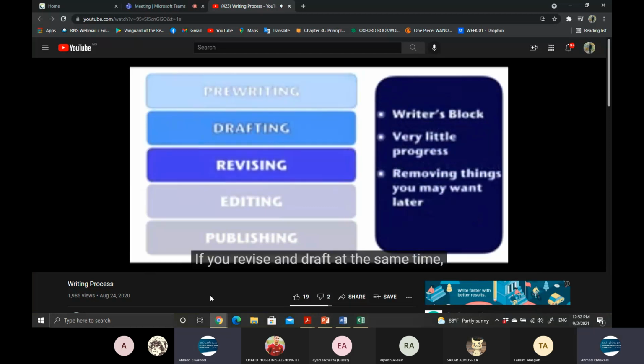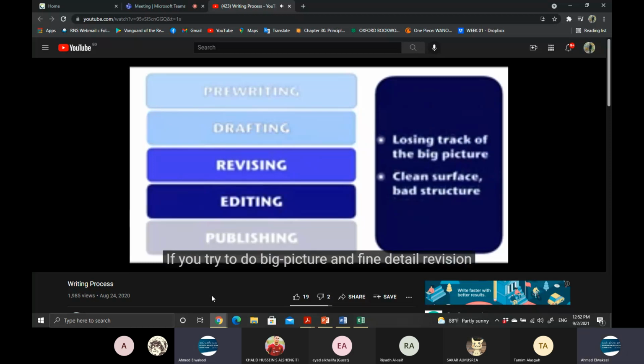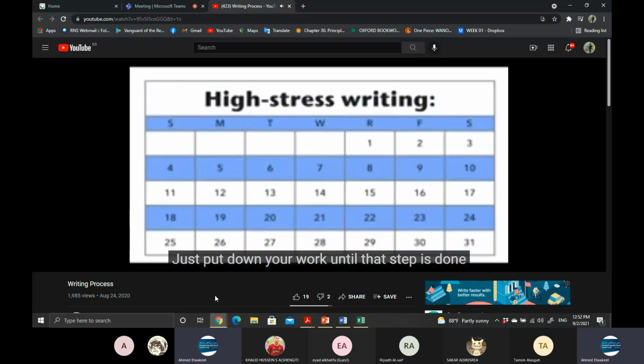If you revise and draft at the same time, you're choking off ideas before you can get them down on the page. This often causes writer's block. It's also extremely slow, and you tend to lose good ideas that you second guess early on, but then end up being useful later. If you try to do big picture and fine detail revision at the same time, by mixing revising and editing, you also get into trouble. Sentence level changes tend to win out, leaving a clean surface, but leaving problems with the structure of the argument. If you need to go back to a previous step, that's fine. Just put down your work until that step is done, and then come back.